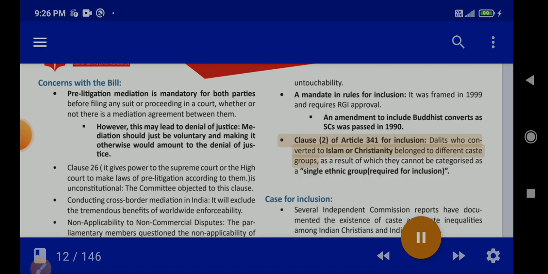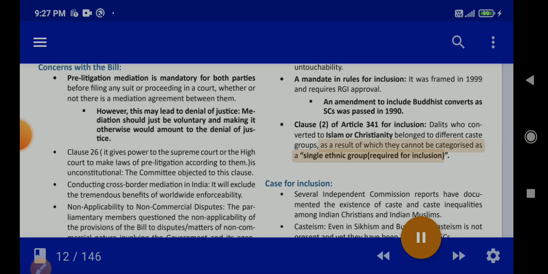Clause 2 of Article 341 for inclusion. Dalits who converted to Islam or Christianity belong to different caste groups, as a result of which they cannot be categorized as a single ethnic group required for inclusion.